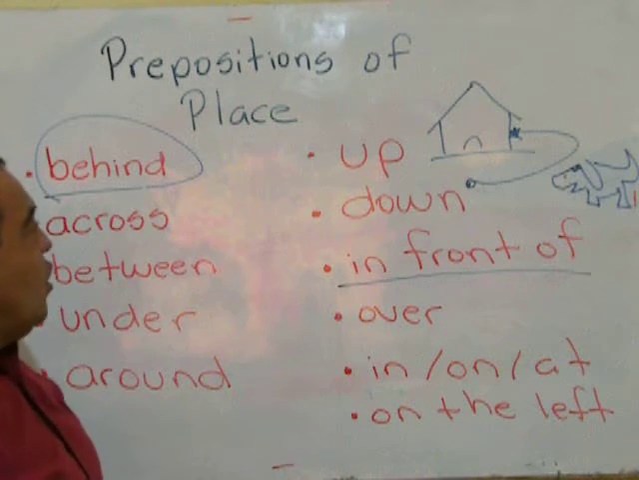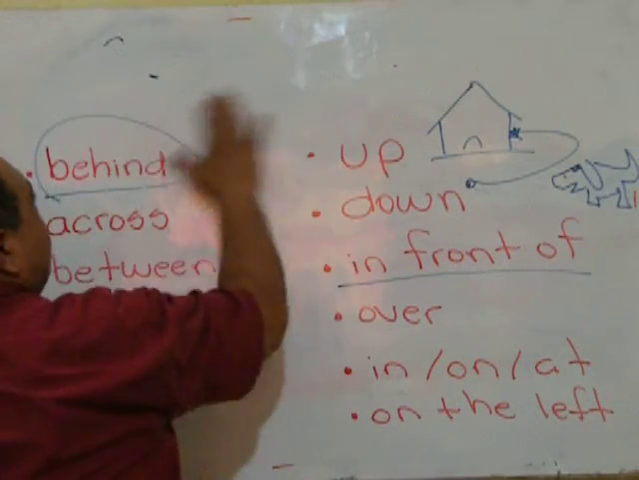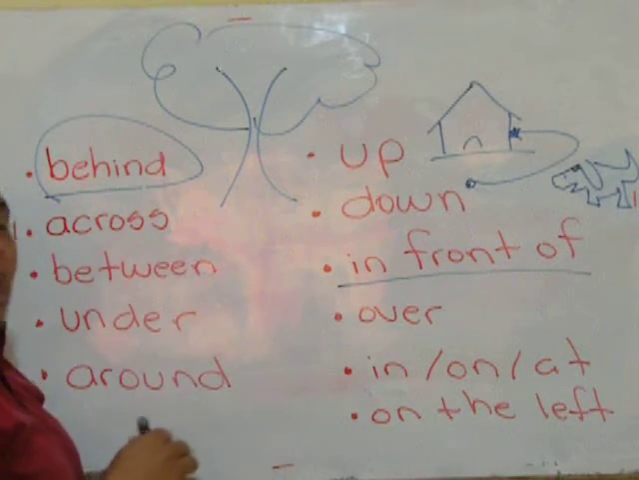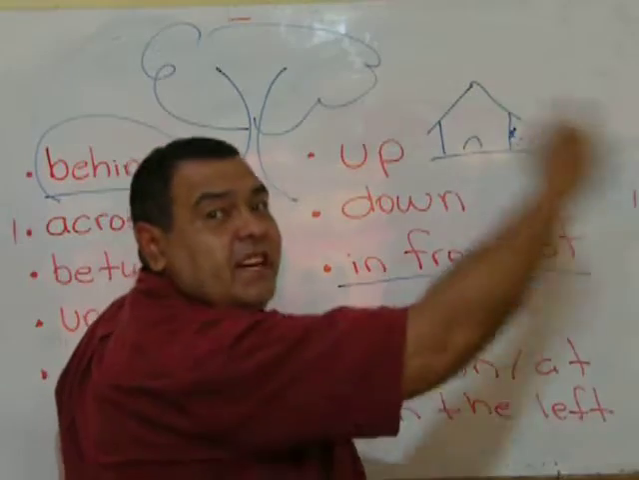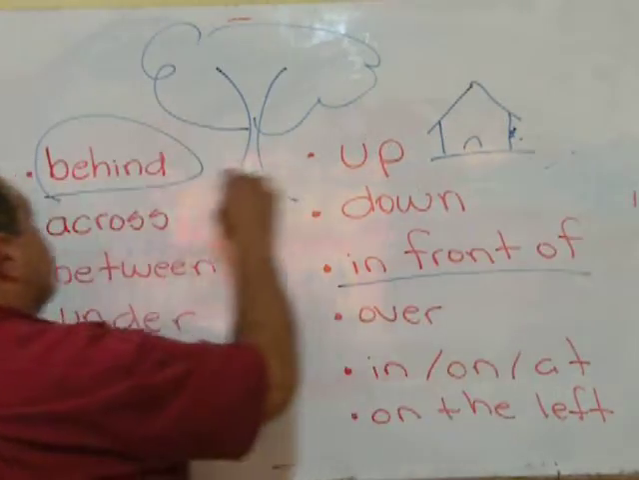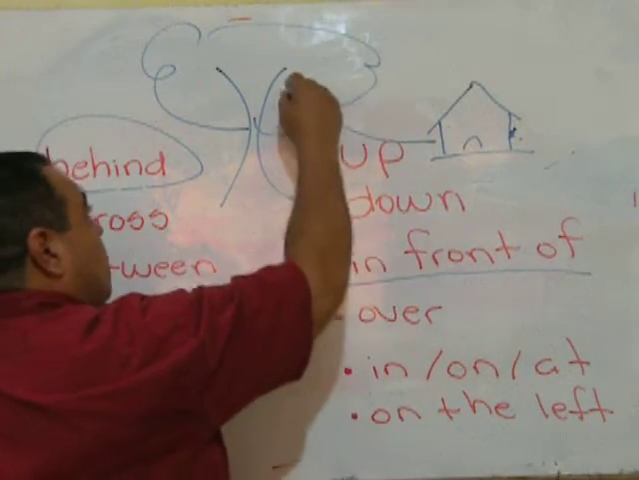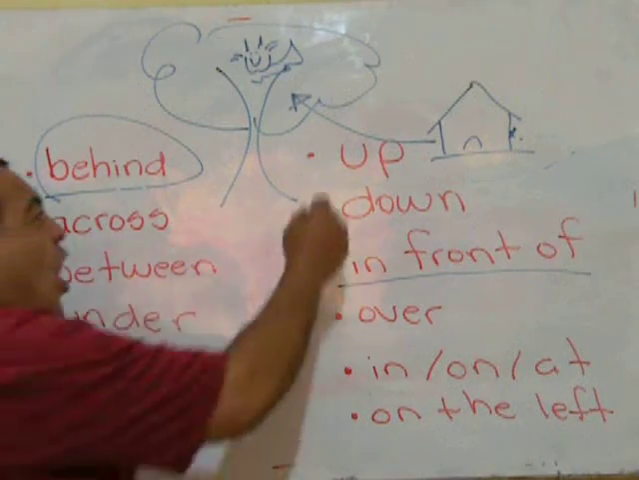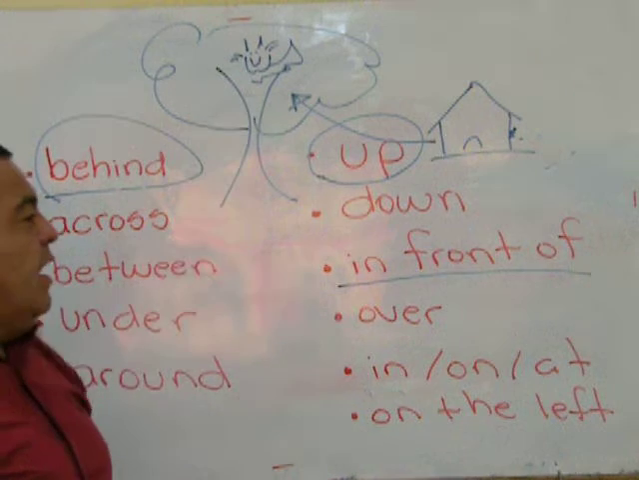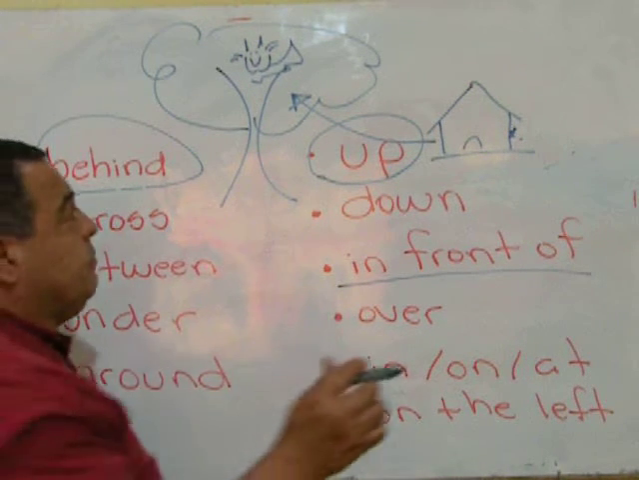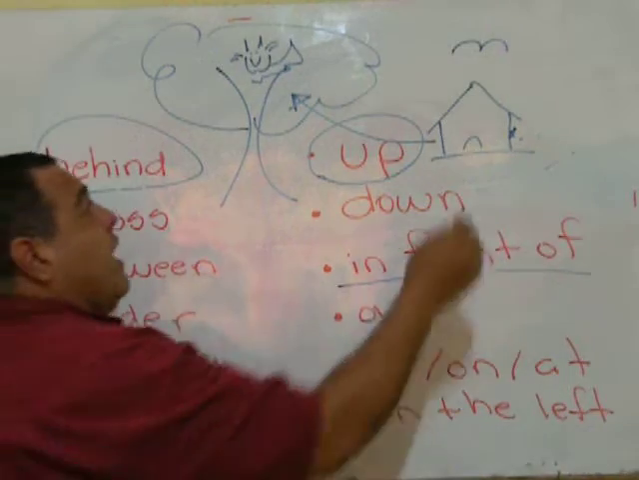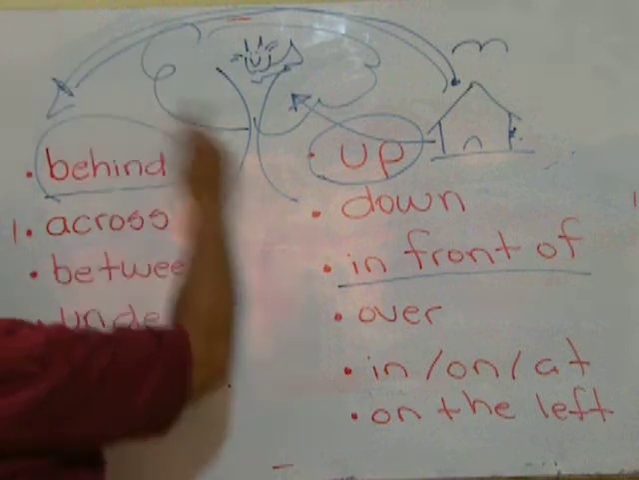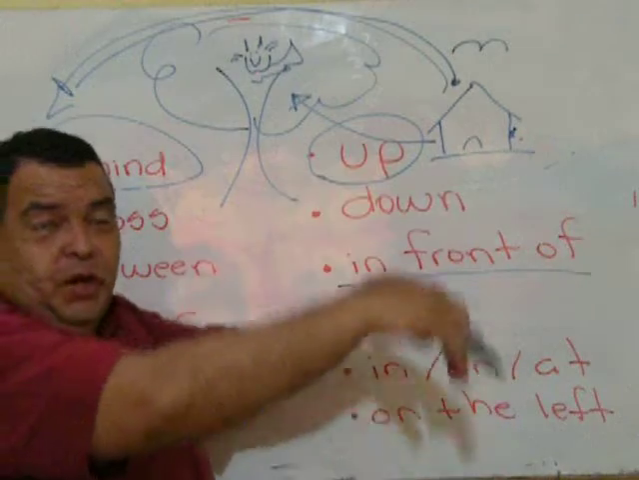Now, you know what? I'm going to erase this title. I need this space. So the dog decided to chase the cat. Chase, that's it. The dog went behind the house. So the cat went off the tree. Okay? And I have a little bird who flies over the tree. The bird flies over the tree.